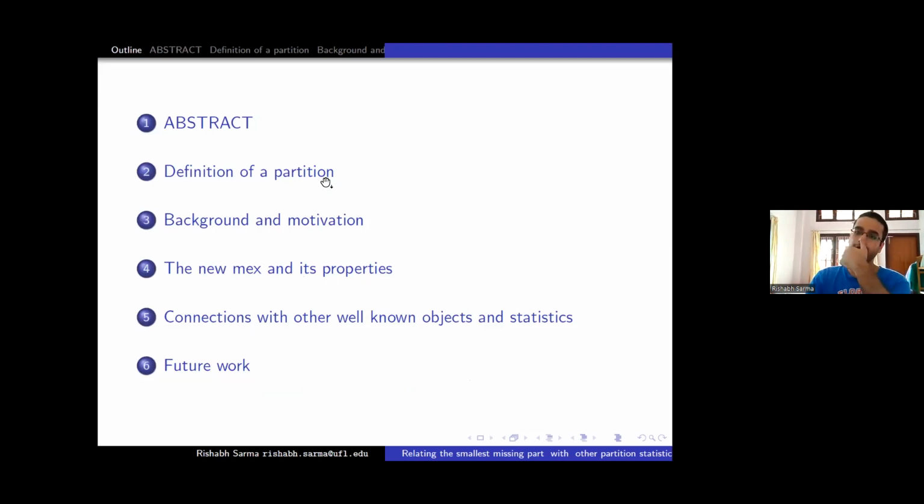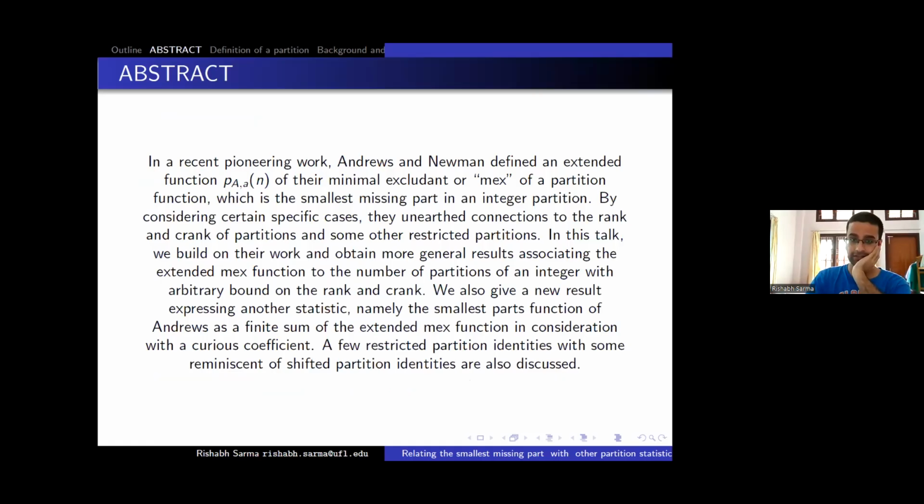What I want to talk about in this presentation is the minimal excludant or mex of a partition function, which is the smallest missing part in an integer partition. It was defined by Andrews and Newman in 2019. We try to explore relations of this new statistic with other well-known partition statistics, and other partition theoretic objects as well.